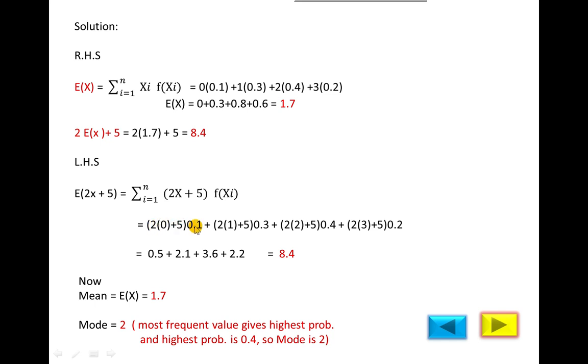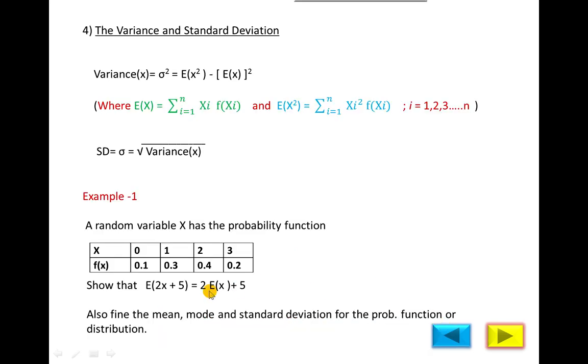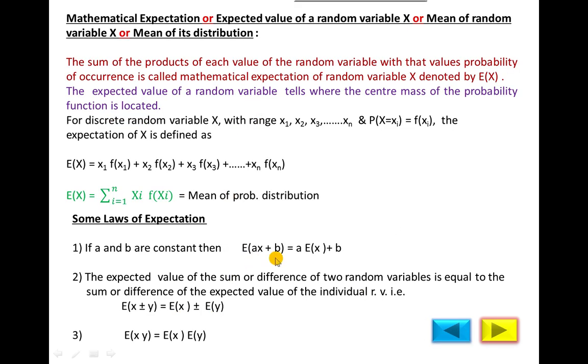0 plus 5, 5 into 0.1 will be 0.5. This multiplied by this, this multiplied by this. You will obtain the same as this. So you have proved this: E(2x plus 5) is equal to 2E(x) plus 5, the first law.